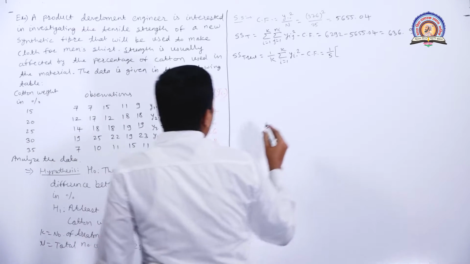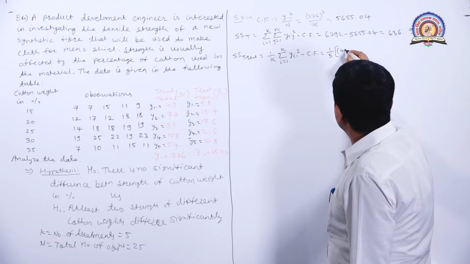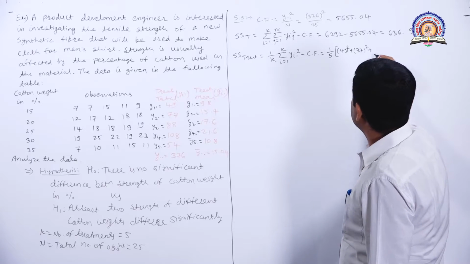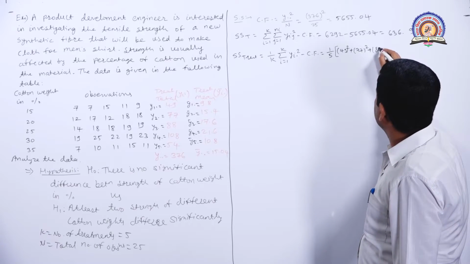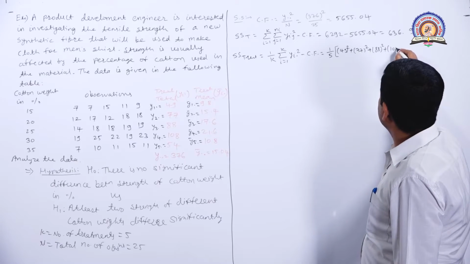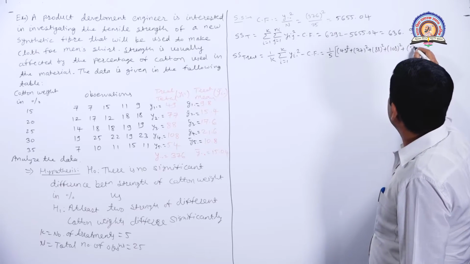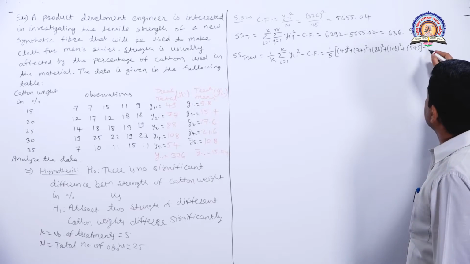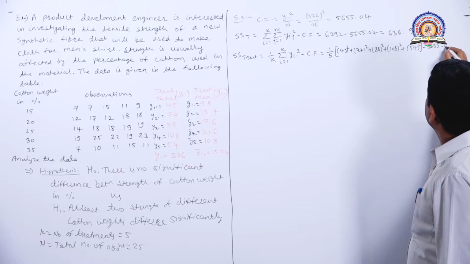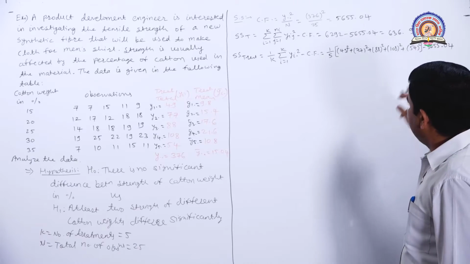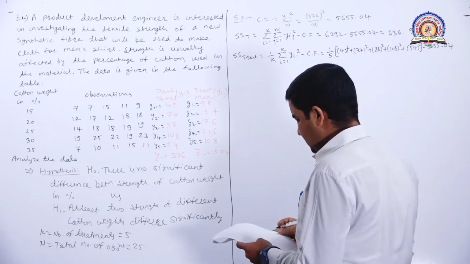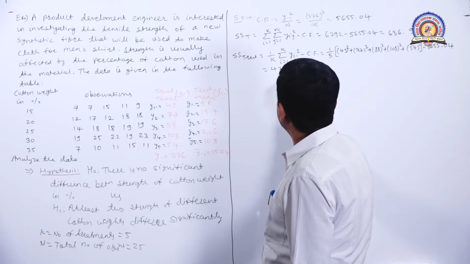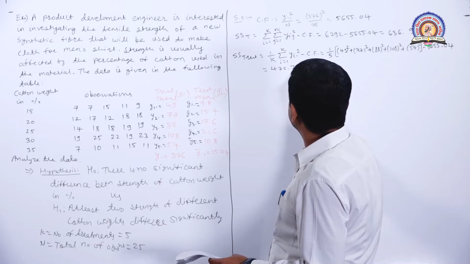So y1 dot is 49. So y1 dot square means 49 square plus 77 square plus 88 square plus 108 square plus 54 square minus correction factor. Correction factor is 5655.04. So after solving this using calculator, you will get the answer 475.76.